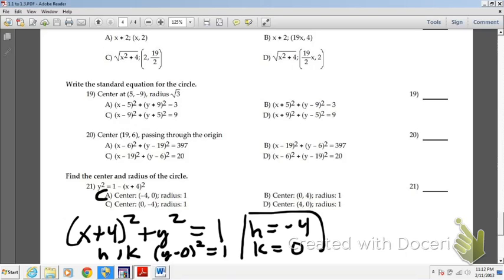So far it's looking like answer A. And yeah, here, if r squared equals 1, then you know r equals 1. So your radius is 1 as well. So that's why the answer is A.